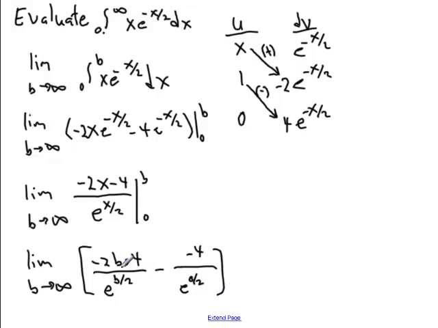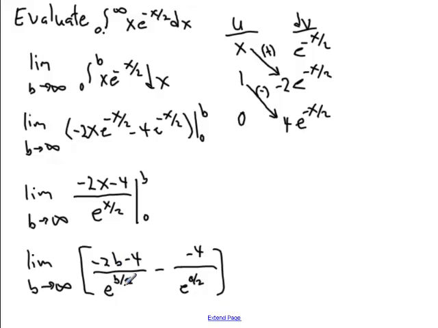Now, if we let b go to infinity, we're going to get minus infinity over infinity. But you can see with a very clear application of L'Hopital's rule that if we differentiate the top and the bottom, we're simply going to get a minus 2 on top, and we're still going to get e to the b halves, but maybe multiplied by an extra 1/2 here. And upon letting b go to infinity, you'll see that the denominator is going to go to infinity, and the numerator is going to be stuck at negative 2. So this whole term is going to go to 0.